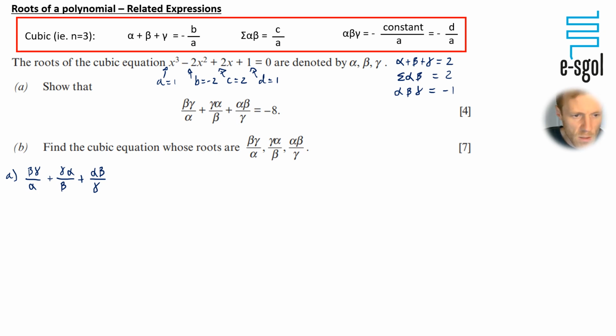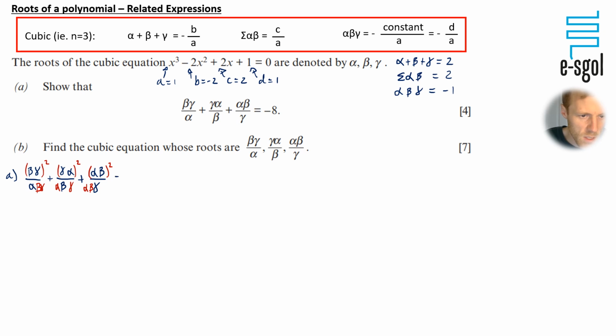So I want to make the denominators the same. If I times this first one by beta gamma, that then means that I need to multiply the top by beta gamma, so effectively I'm going to get beta gamma squared. This next one I'm going to multiply by alpha gamma, which means I'm going to get alpha gamma squared, and this one I'm going to multiply by alpha beta, which means I'll get alpha beta squared. So I now have a common denominator.